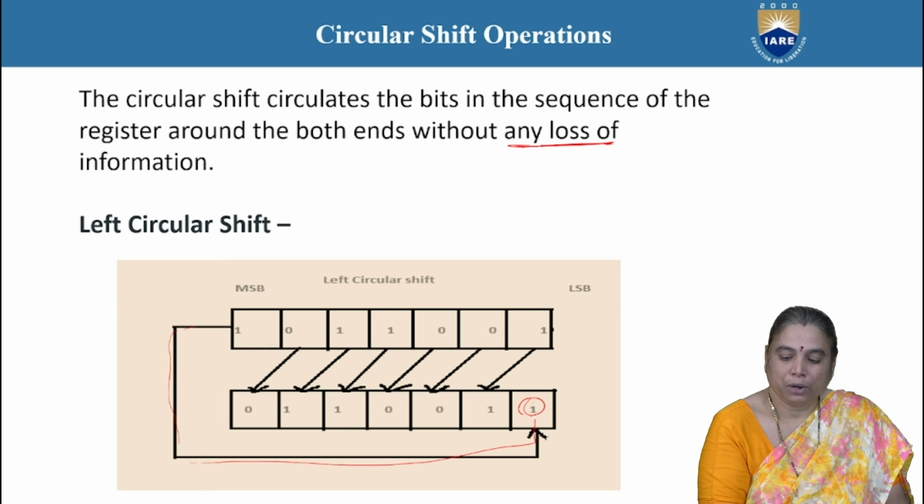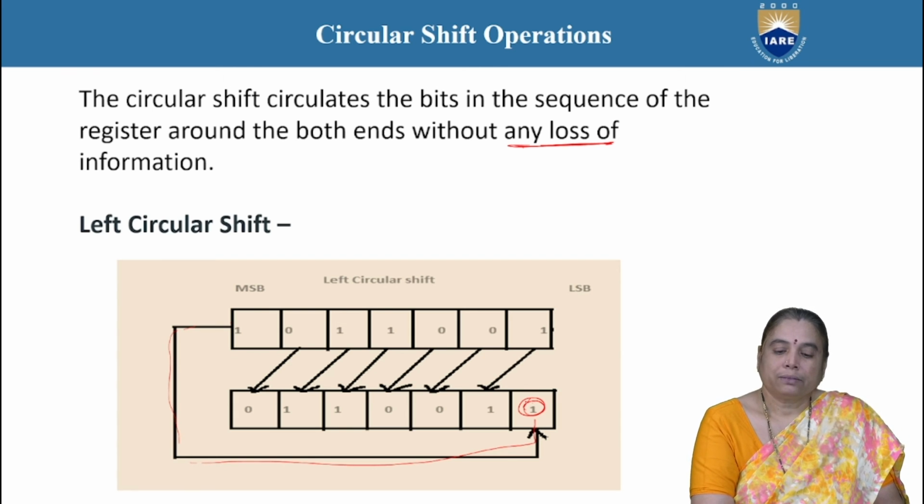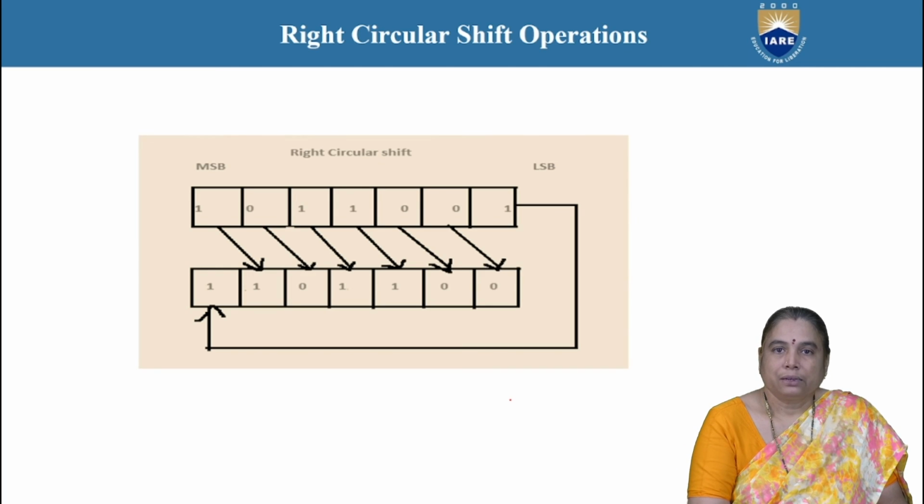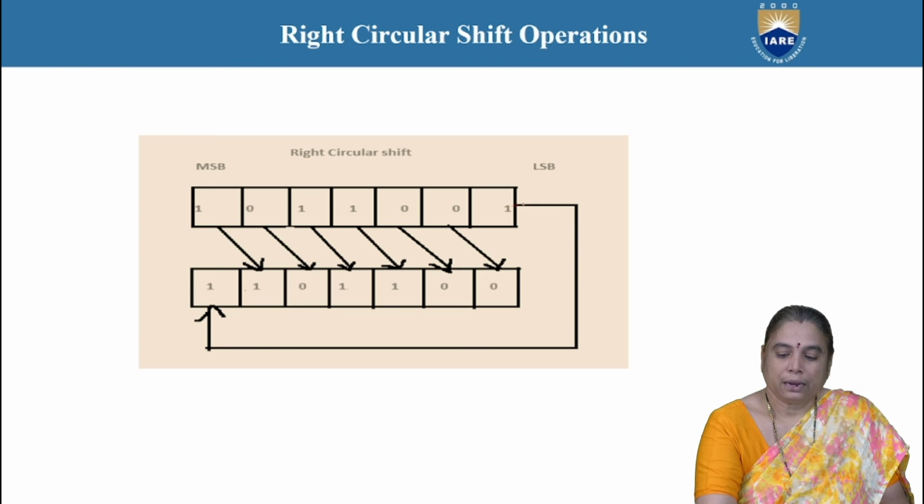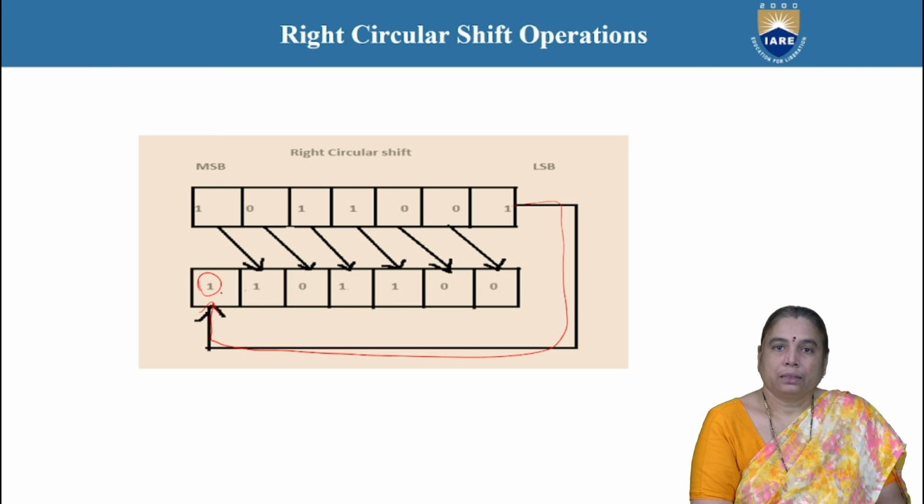position is available. The LSB has to be filled with the discarded MSB bit. That's why this operation is called circular shift operation. Similarly, circular right shift: here the discarded LSB has to be filled into the vacant position that is available at the MSB. That operation is called right circular shift.